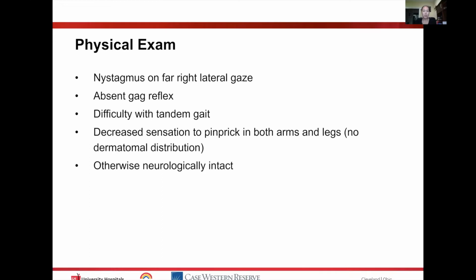During this admission, they also noticed a couple of abnormalities on his exam. On far right lateral gaze, he had nystagmus. He had an absent gag reflex. He had some difficulty with his tandem gait. And then when you actually got down to it, even though he didn't complain of any subjective numbness, he did actually have decreased sensation to pinprick in both of his arms and legs as compared to his face, but otherwise was intact with no motor deficits.